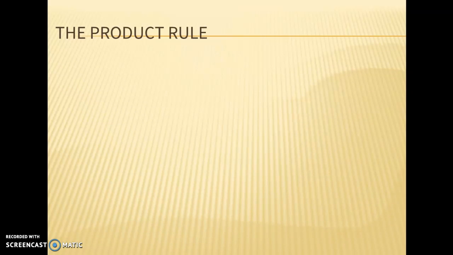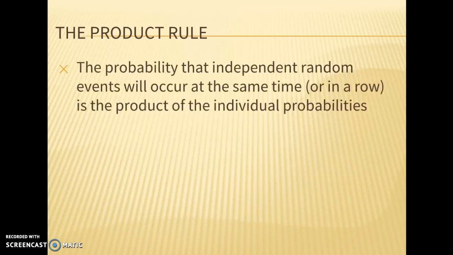Let's take a look at the product rule, because it comes into effect when we start to look at not just one event, but possibilities in multiple cases. The probability that an independent random event will occur at the same time or in a row is the product of the individual probabilities. So in other words, we have to multiply all the individual probabilities together in order to figure out if that independent random event will occur at the same time. Now here I want to warn you, whenever you see questions like this, you have to read them carefully because you have to know what's being asked of you.